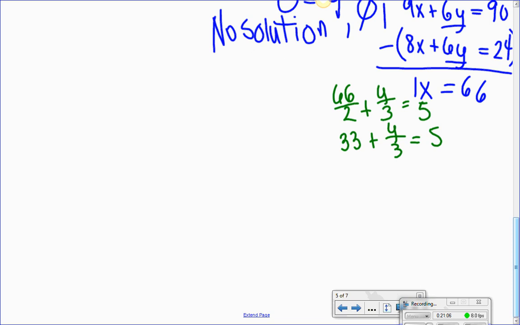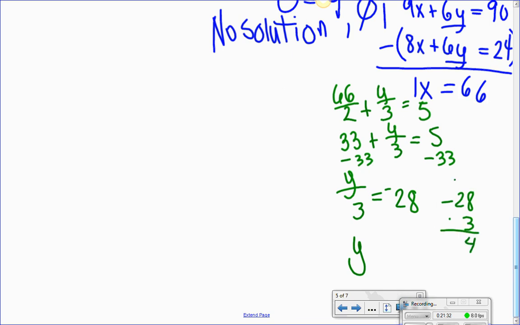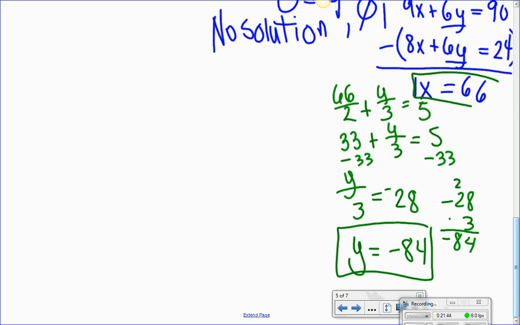And what are we going to do? Minus 33, so y over 3. 5 minus 33. So 8. 28 and negative 28, right? 5 minus 33. Okay, and then we'll multiply by 3. Oh, it's tough. So we've got 24, 2 times 3 is 6, plus 2 is 8, so negative 84. Okay, so we've got x is 66 and y is negative 84.